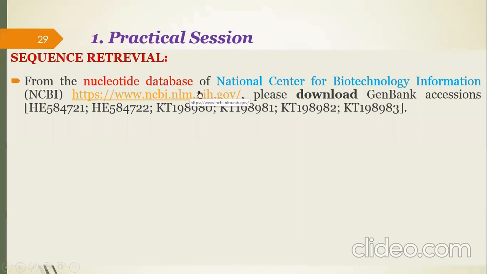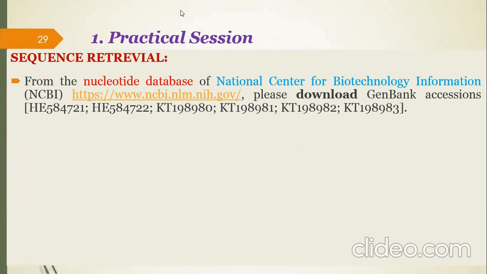From the nucleotide database, you need to go to the NCBI site. This is the site over here. Please download the GenBank accession. You can go and download these accession numbers from there. Write this number over here, and then click on nucleotide, because it needs to search these sequences in the nucleotide database.